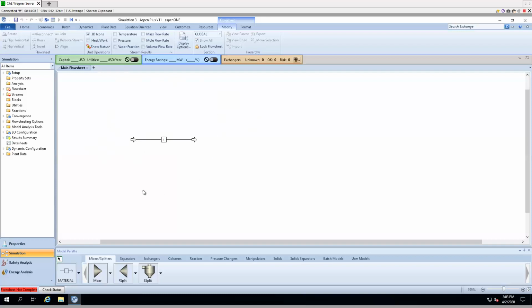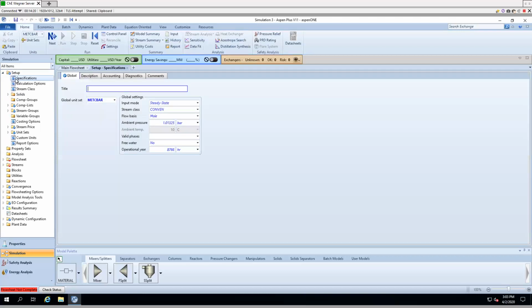Well, Aspen actually has a special substream that handles solids. To set this up, we go under Setup, Specifications, and under Global Settings here, it says Stream Class. Currently, we're at Conventional, meaning standard, like we're not changing anything.